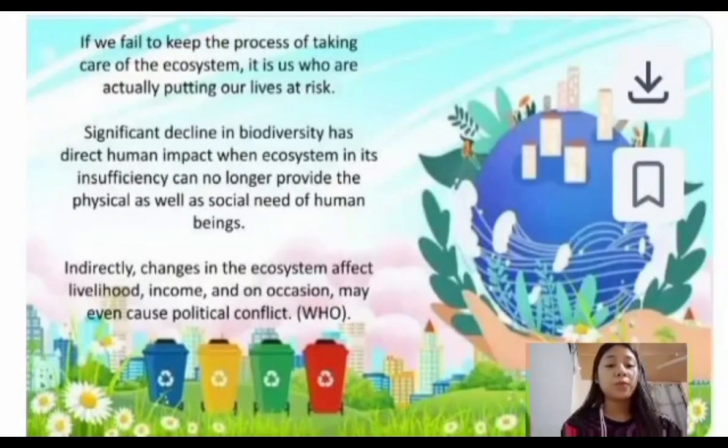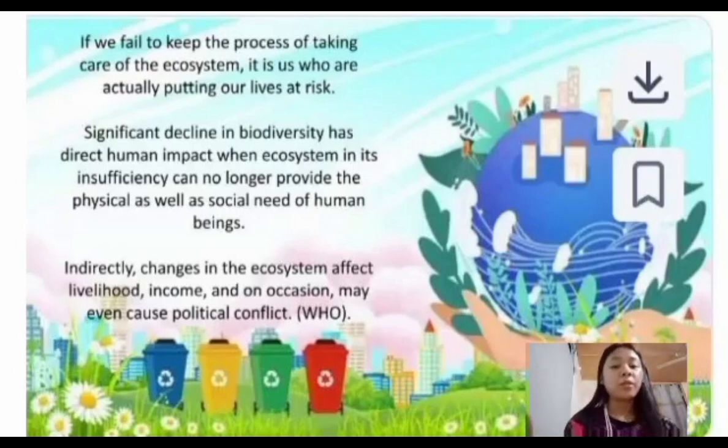If we fail to keep up the process of taking care of the ecosystem, it is us who are actually putting our lives at risk. A significant decline in biodiversity has direct human impact when ecosystems in their insufficiency can no longer provide the physical as well as social needs of human beings. So, if we stop taking care of the environment, we are putting our own lives in danger.